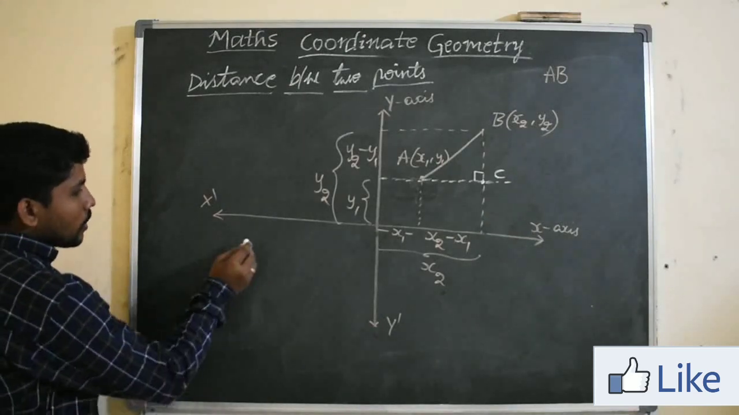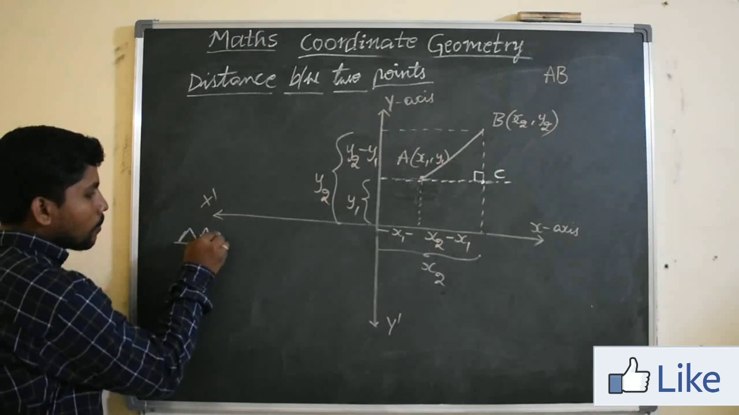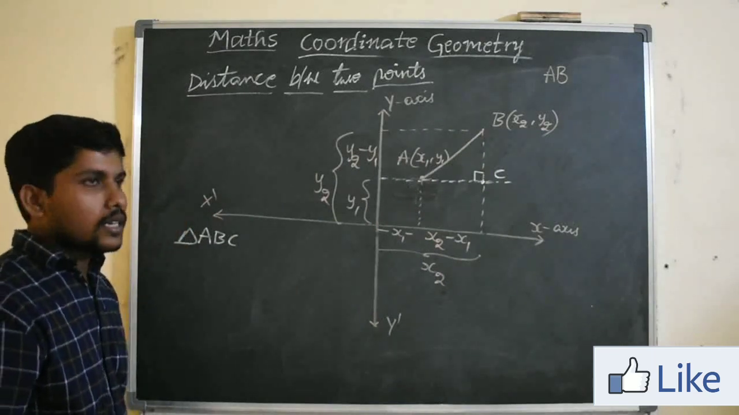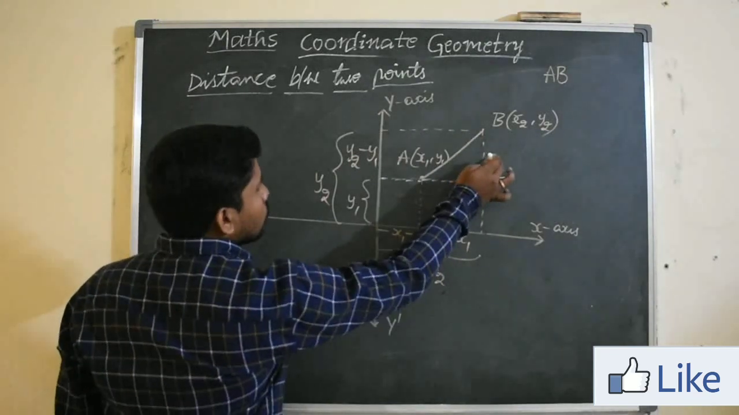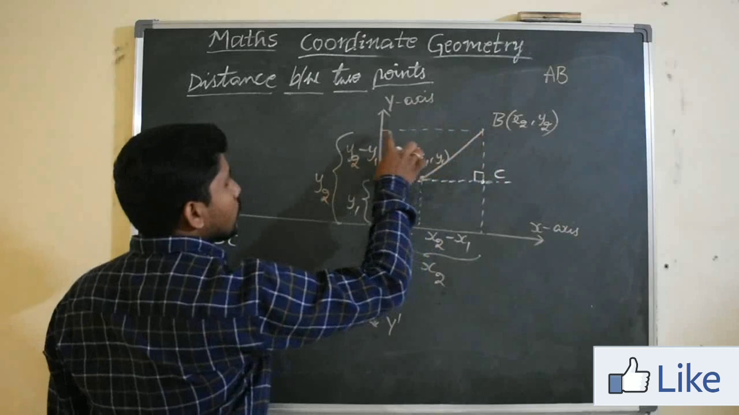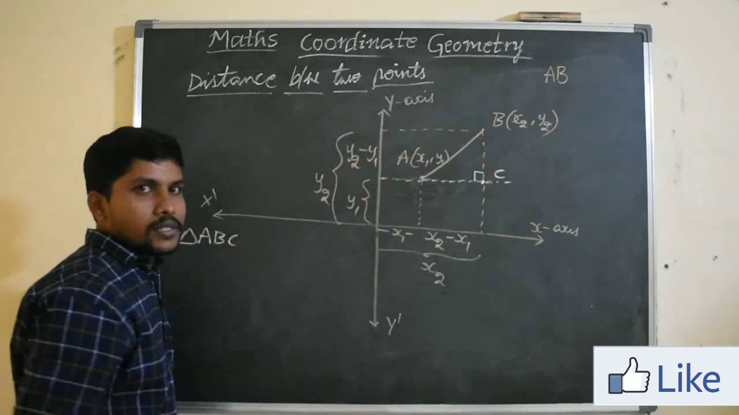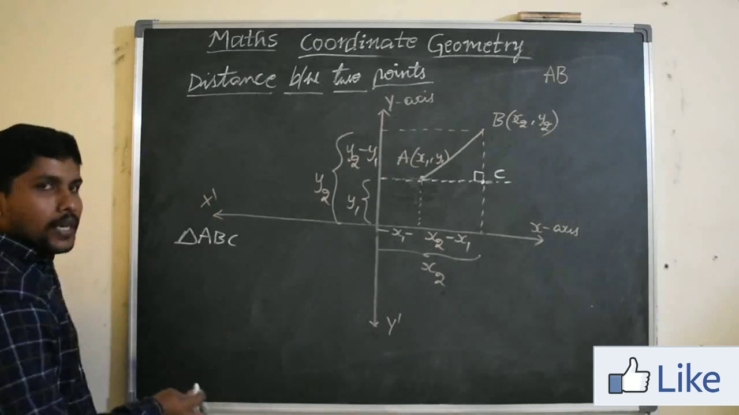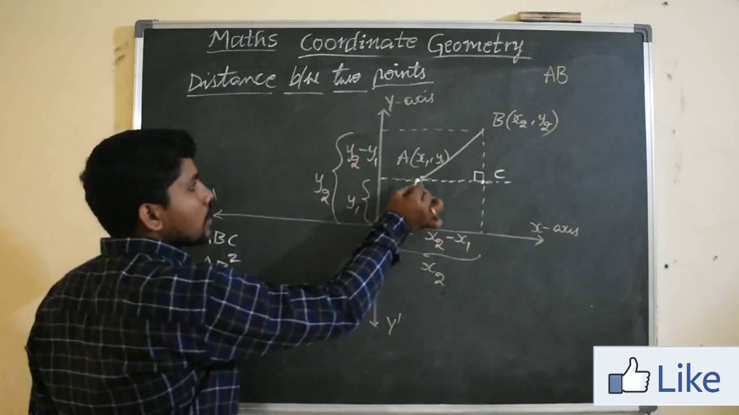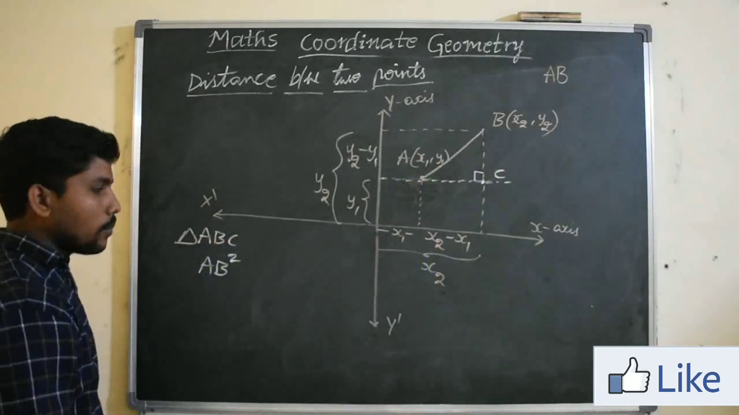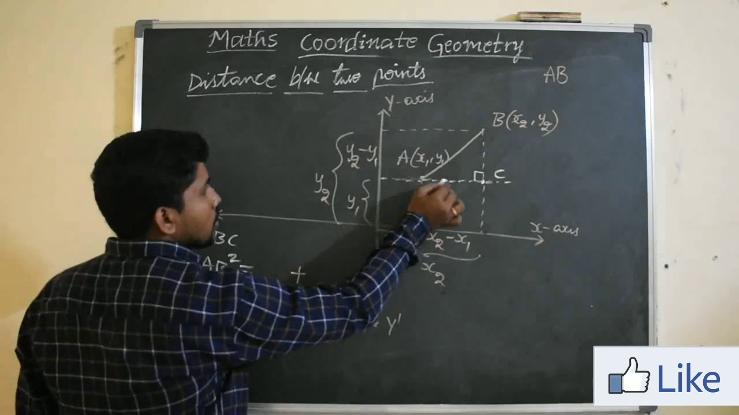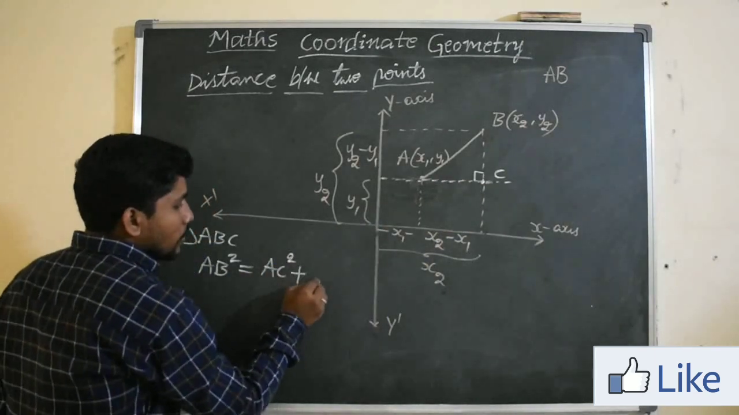Now from the triangle ABC, we came to know that it is a right angle triangle. So we have two distances: AC distance is x2 minus x1, and BC distance is y2 minus y1. So we need to find the distance between A and B. We already have the Pythagoras condition, which is the square of the hypotenuse. The hypotenuse here is AB. So AB square is equal to the sum of squares of the remaining two sides, that is AC square plus BC square.